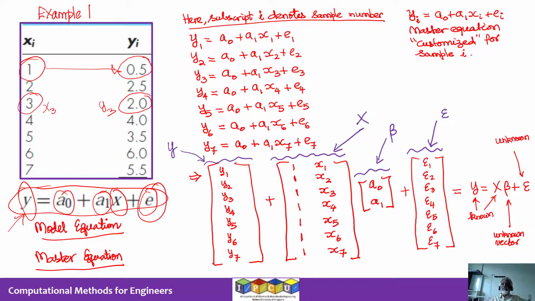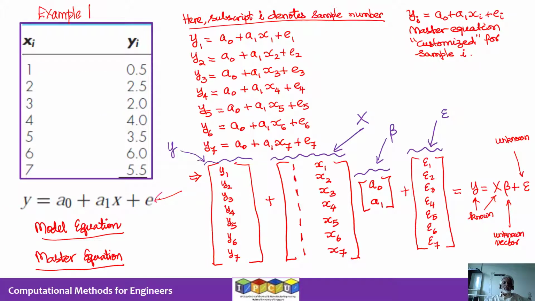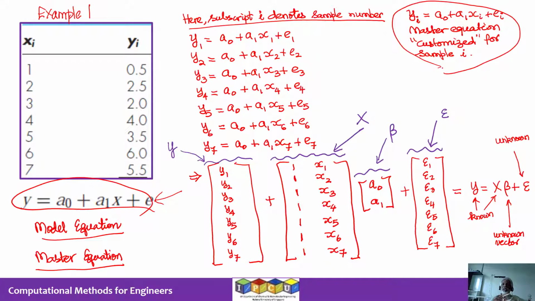Using subscript i for the sample number, the master equation that is customized for sample i becomes this. This is the master equation, as you can see, and when you customize it for sample i, it becomes yi is equal to a0 plus a1 times xi plus ei. xi can be different for each experimental point, and consequently yi can be different for different experimental points, and because of this the error for experiment i can be different from that of the other experiments.